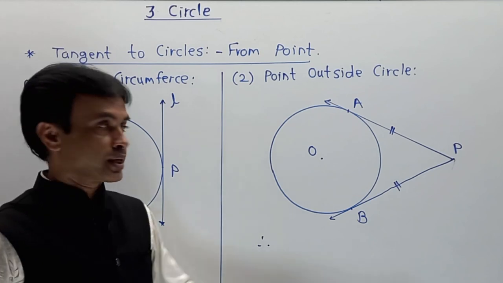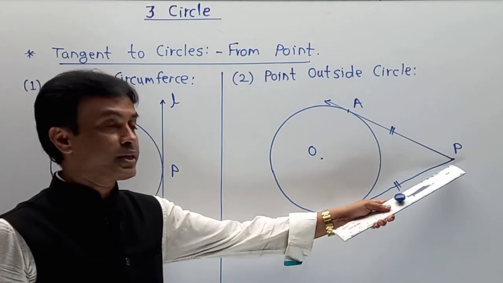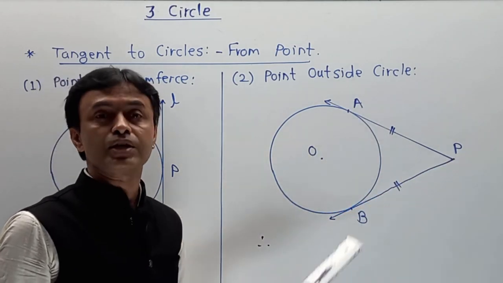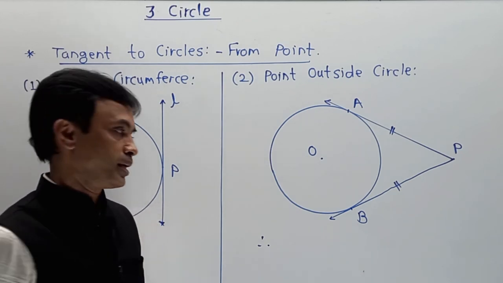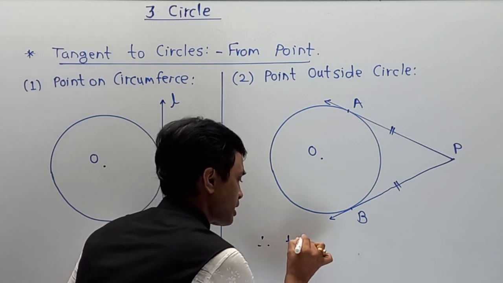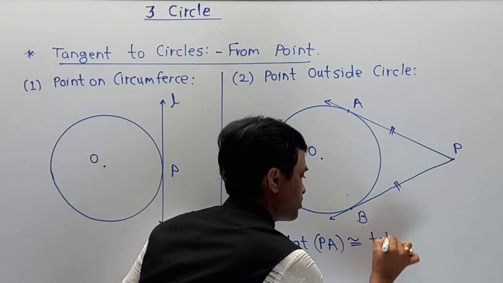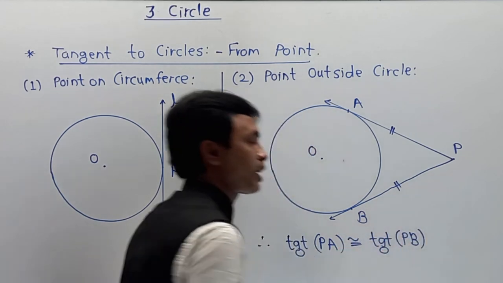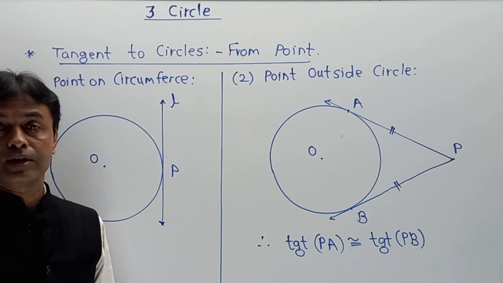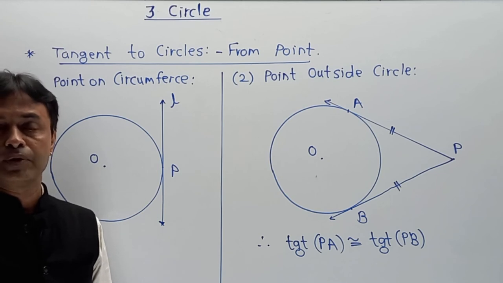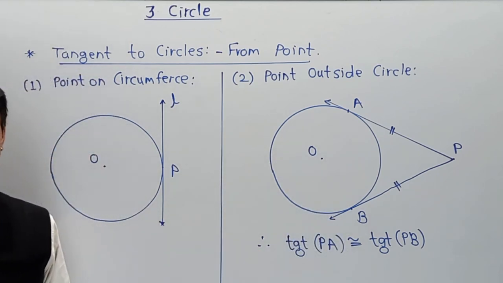Here, first part: if point P is outside a circle, then we can draw two tangents to the same circle. That is the first content. And second, both the tangents are congruent, or equal in length. Means you can see tangent PA is congruent with tangent PB. And these are all basic concepts. Now students, you are kindly requested to read the theorem which is available before 3.1. In the next lecture, we can complete the basic part and move to your regular syllabus.